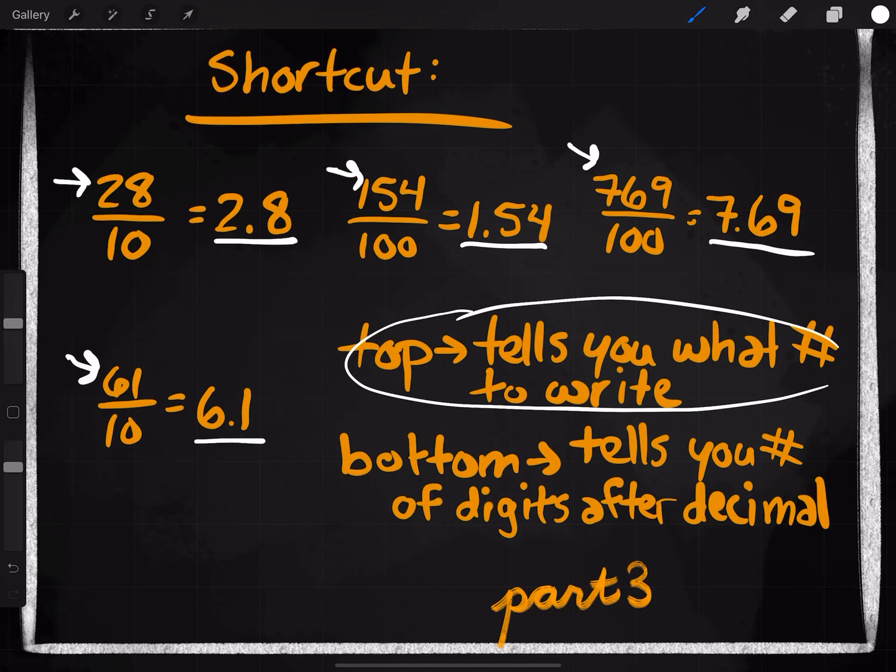Now the bottom tells you how many digits would be after the decimal place. So there is 1 zero here. So 1 digit is after the decimal place. There are 2 zeros here, so 2 digits are after the decimal place. 2 zeros, so there should be 2 digits after the decimal place. 1 zero, there should be 1 digit after the decimal place. So that's kind of our shortcut.